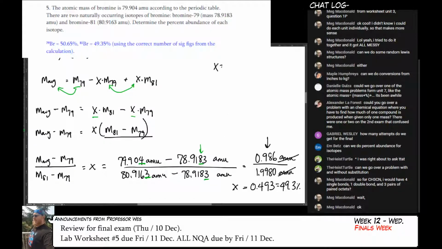Now, if I know that x equals this, then I know that y must be 1 minus that, or this. And that should be what, percent 79? No, that's percent 81. There you go. So that's how you do that type of problem.